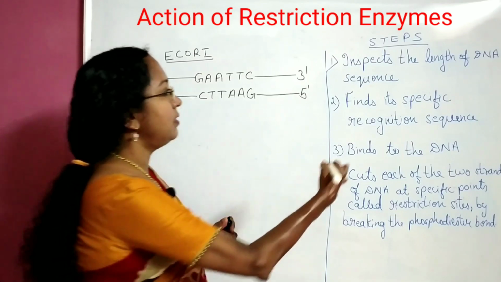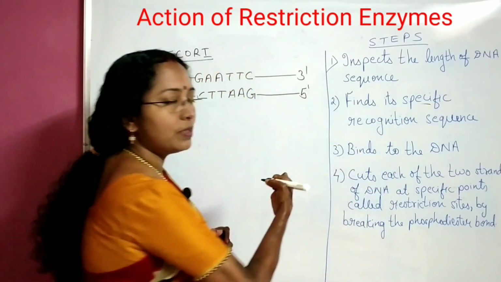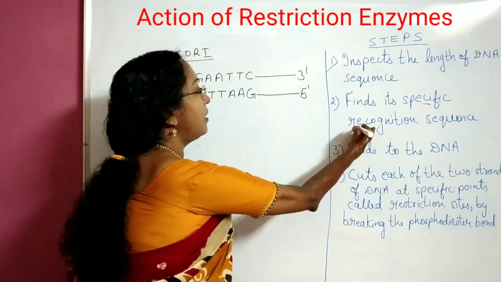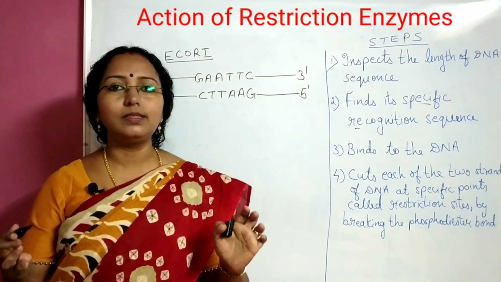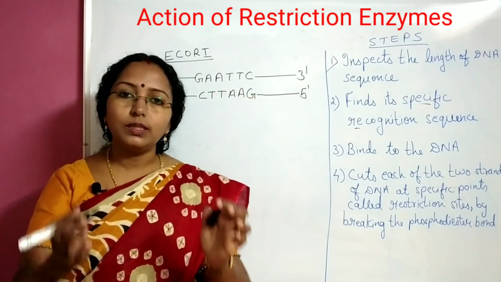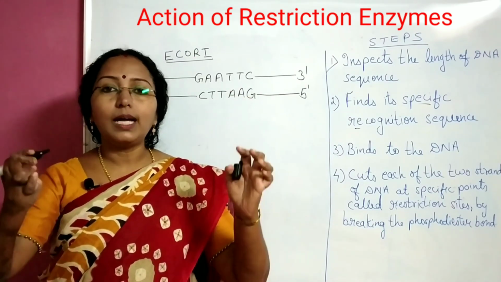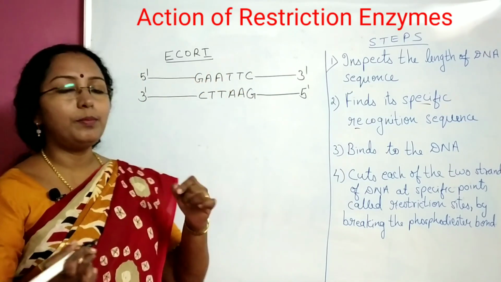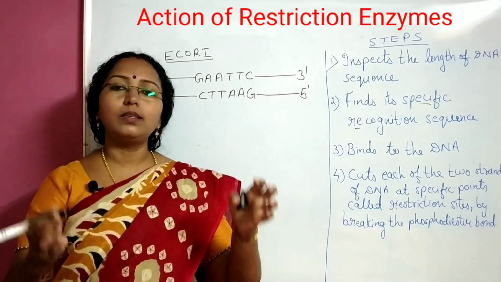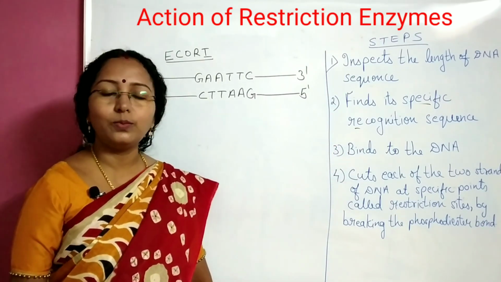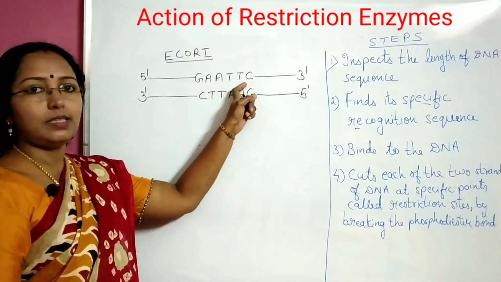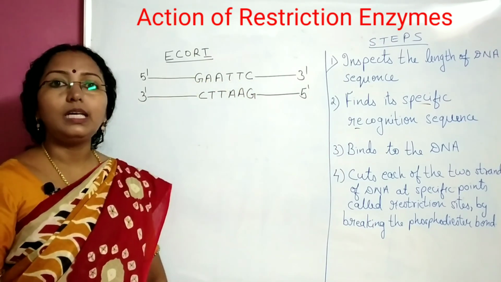So the second thing is that it is going to find the specific sequence. That specific sequence for the restriction enzyme is called the recognition sequence. It can recognize its sequence and it will understand, yes, I am going to make a cut within this sequence. So that sequence which a restriction enzyme understands as the place where it has to go and cut is called the recognition sequence. The recognition sequence I have written here, GAATTC, is the recognition sequence of EcoR1.